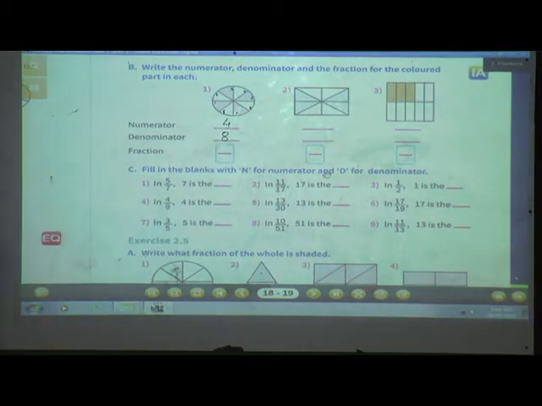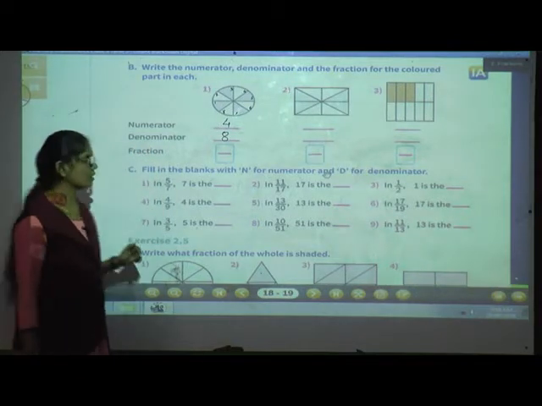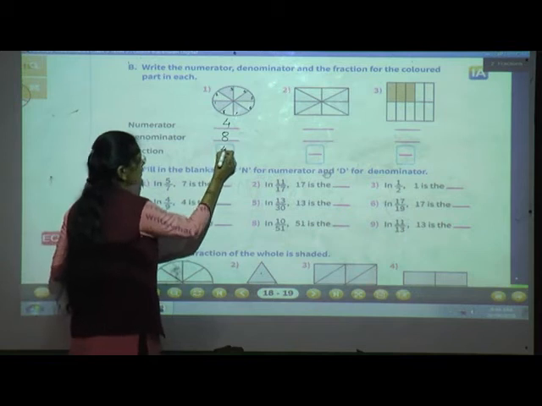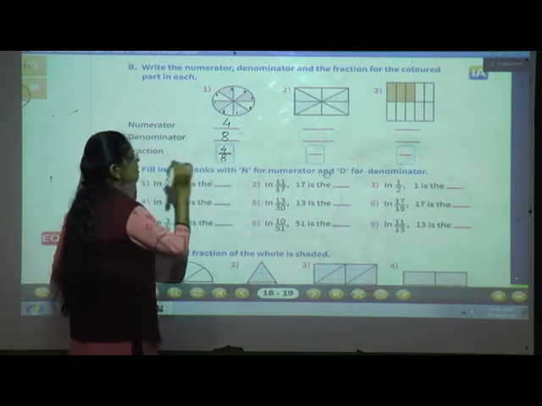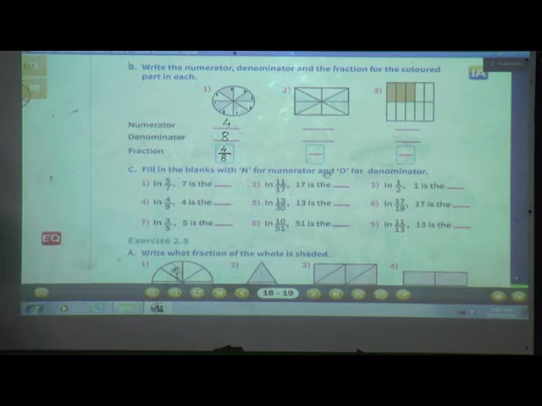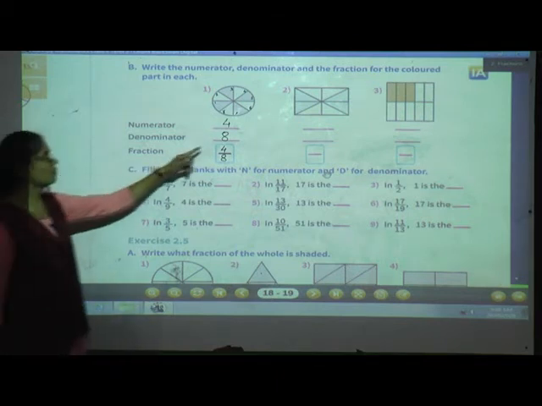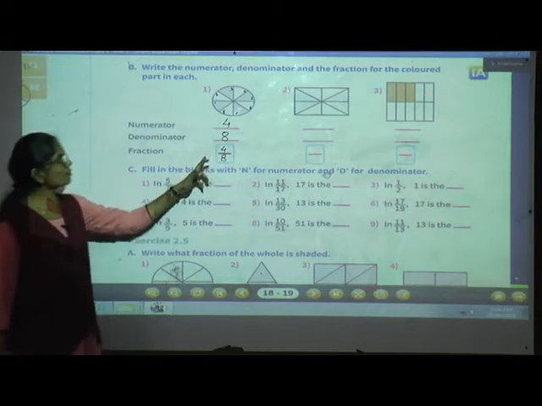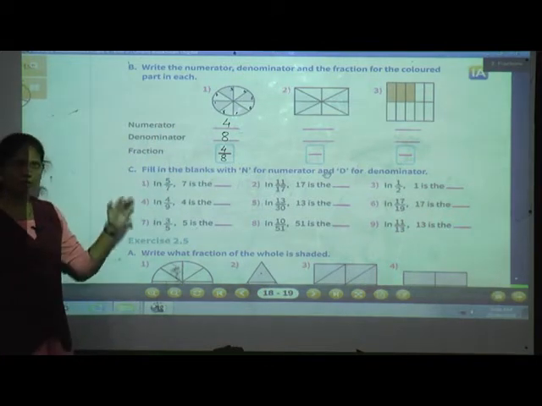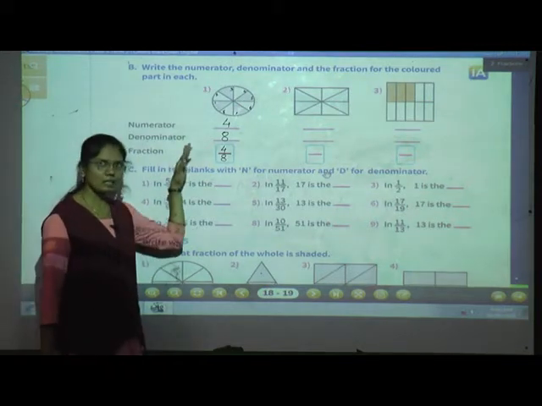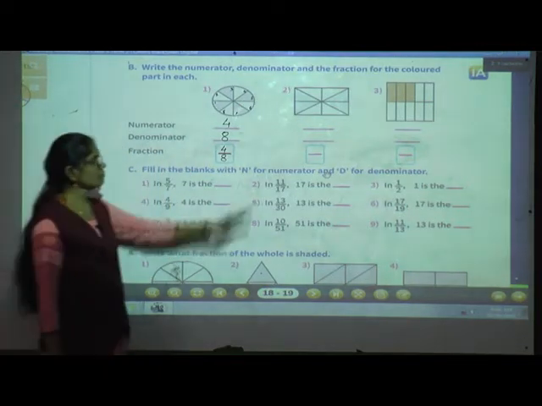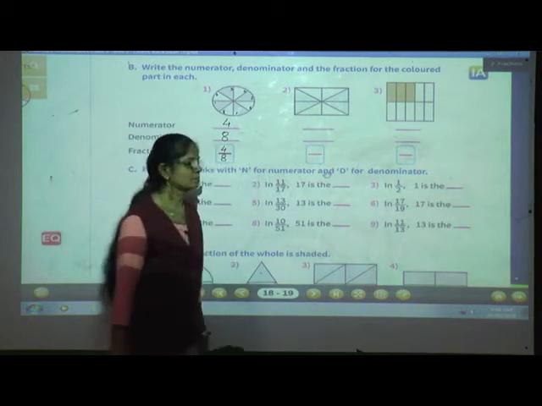Now here we got numerator 4 and the denominator 8. Now we have to write the fraction. Fraction means what? Numerator by denominator. So what is the fraction? 4 by 8. It is a fraction of the shaded part, or colored part. Clear this? Then see the next example.